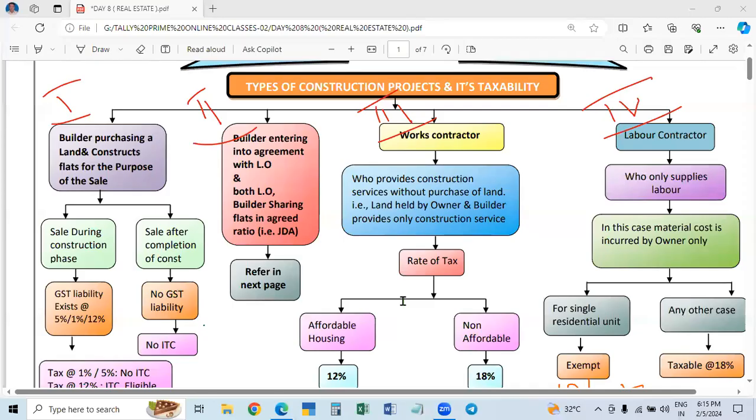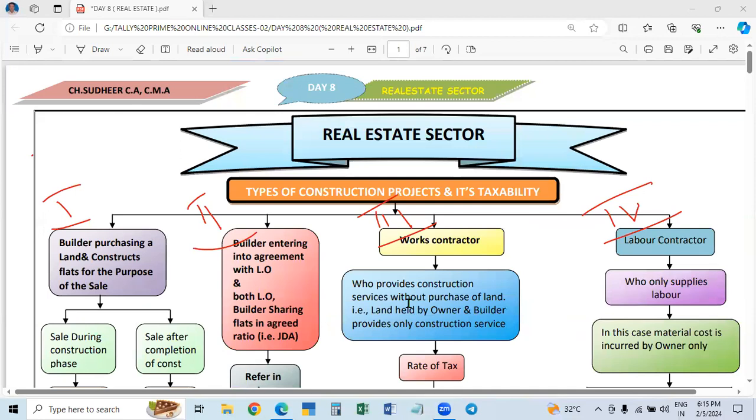You see here, for the purpose of understanding real estate construction projects, I divided them into 4 parts: 1, 2, 3, 4. Now we completed 1, then 3 and 4 we will take up in one video. Number 2 is the most famous.